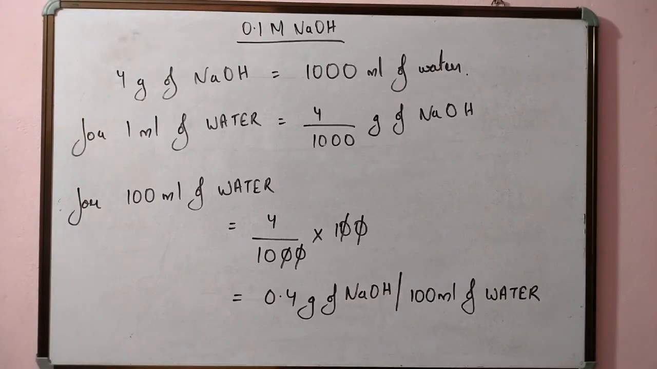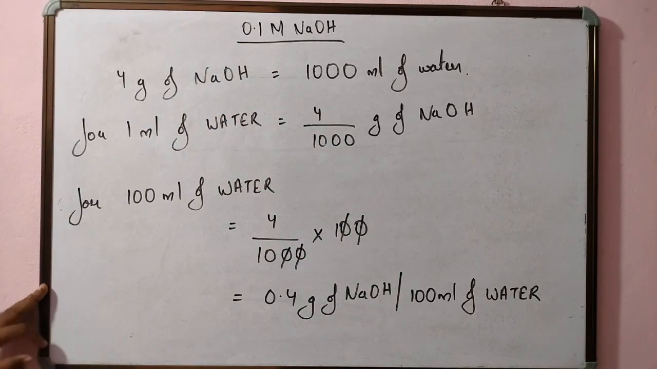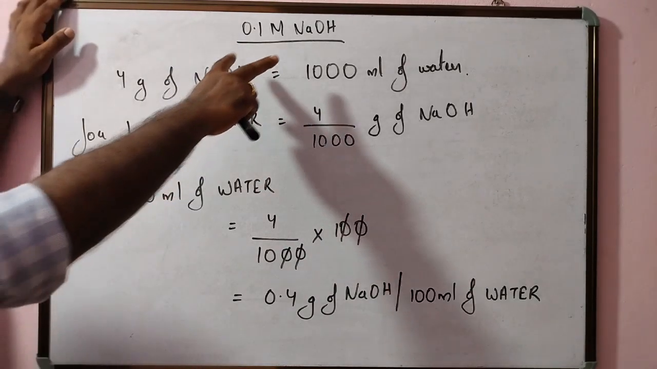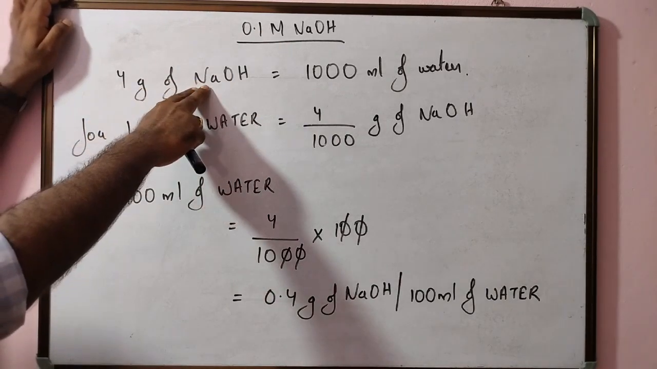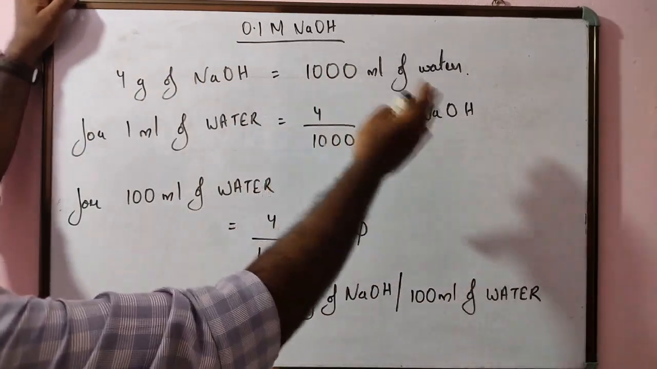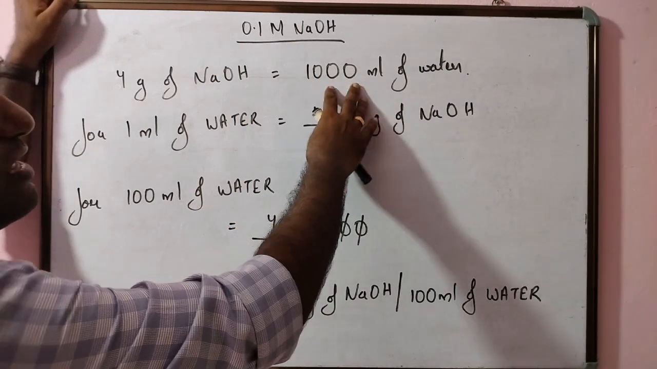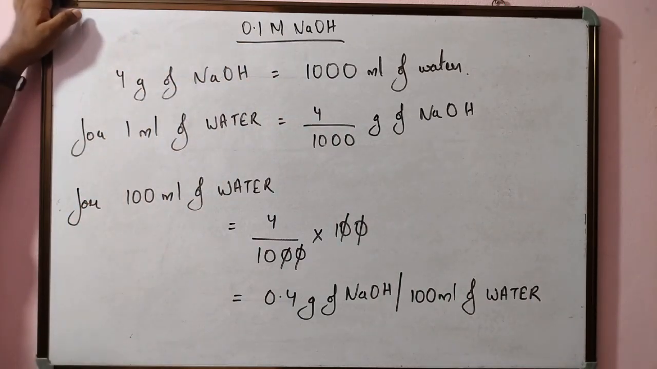Now suppose there is a situation in the lab where only 100 ml of solvent is available, or 100 ml of water is available, then how do you prepare 0.1 molar NaOH? Well, we already know that if 4 gram of NaOH is dissolved in 1 liter of the solvent or 1 liter of water, which is 1000 ml, then you would get 0.1 molar NaOH. We have seen it.